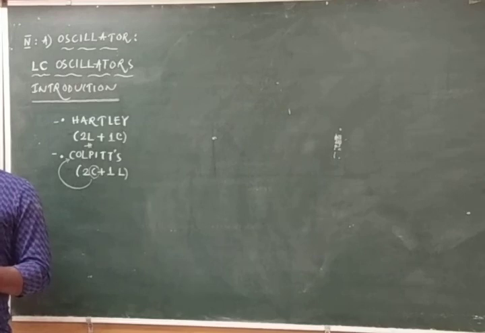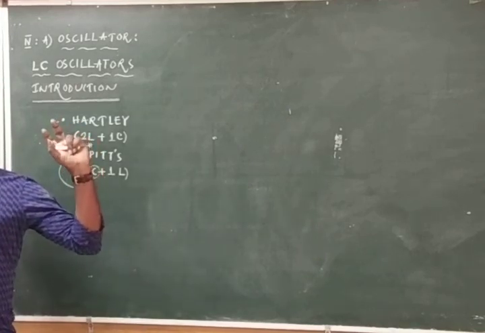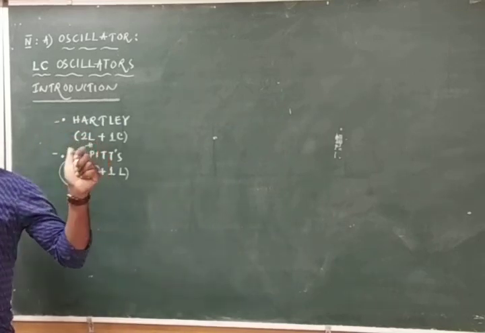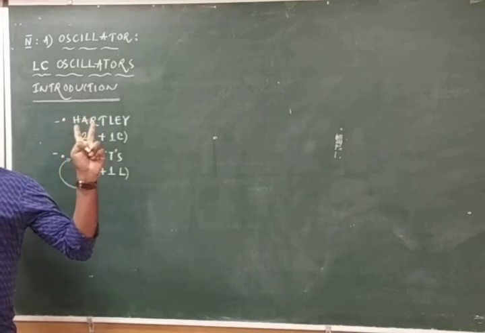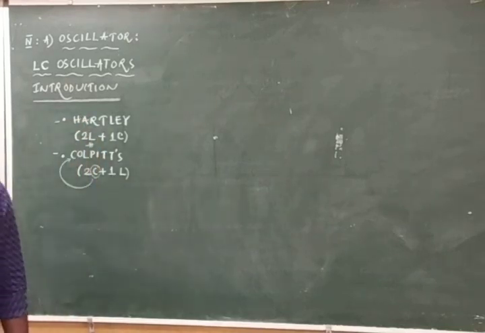Is this clear? Yes, sir. If two inductors are used, then that is called the Hartley oscillator. If two capacitors are there, that is the Colpitts oscillator. The simple thing. Then I will go with the Hartley oscillator.